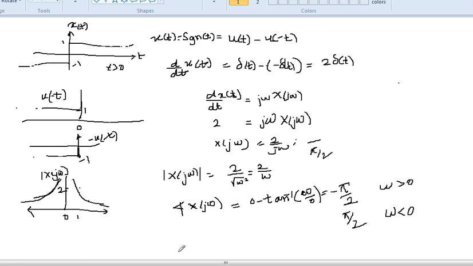This way it goes. Then the phase would be given in this way. When omega is greater than 0, it is minus pi by 2, so it is fixed. Let's say it is minus pi by 2. And when omega is less than 0, it is plus pi by 2. So in this way, let's say it is plus pi by 2. That's it.